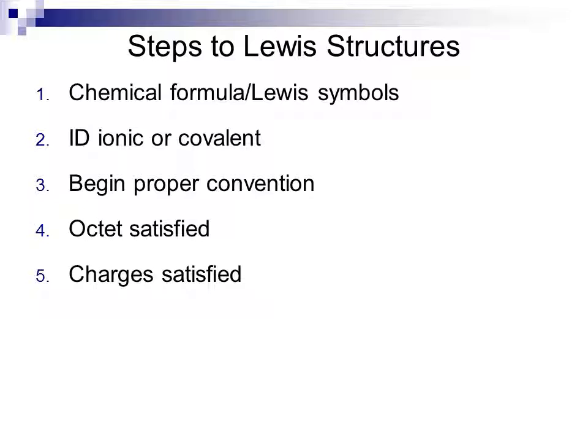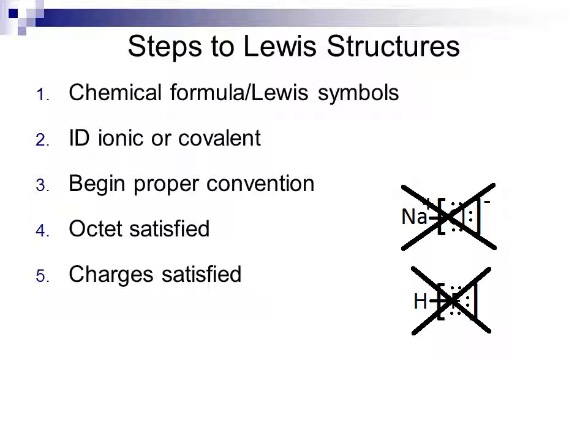Now, looking at the convention, I cannot mix up conventions. If I have, for instance, an ionic substance, I will not put a bonded line between the atoms like this. For a covalent substance, I will not put brackets around things that have lone pairs. So neither the top nor the bottom of these structures is proper because I put a line for an ionic substance on the top and brackets on a covalent substance in the bottom.